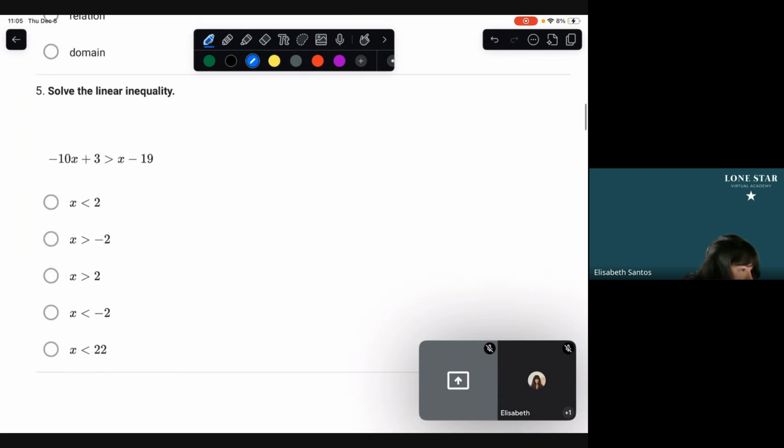Number 5, solve the linear inequality. Okay, so this is similar to if this was an equal sign. We are solving for x. So let me just rewrite the equation. -10x plus 3 is greater than x minus 19. Okay, so again, pretend that's an equal sign instead of a greater than. We're going to draw a line. And we're going to go ahead and solve for x.